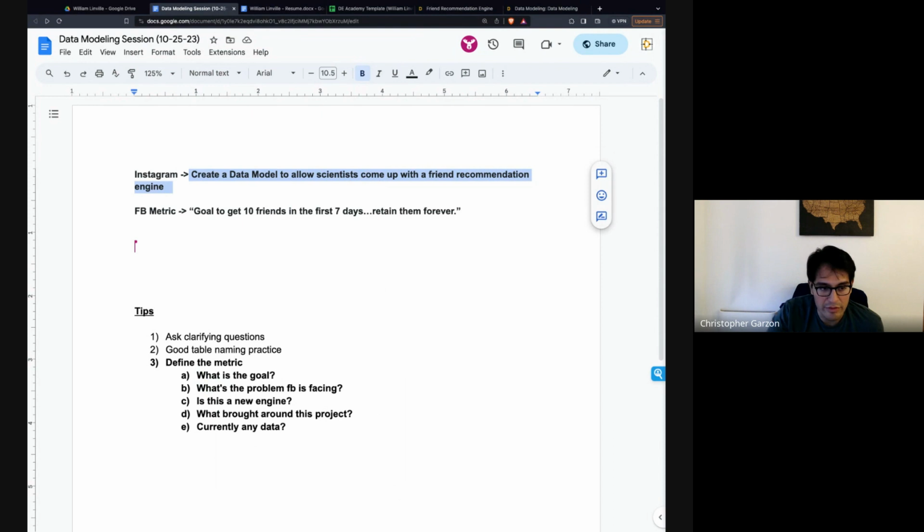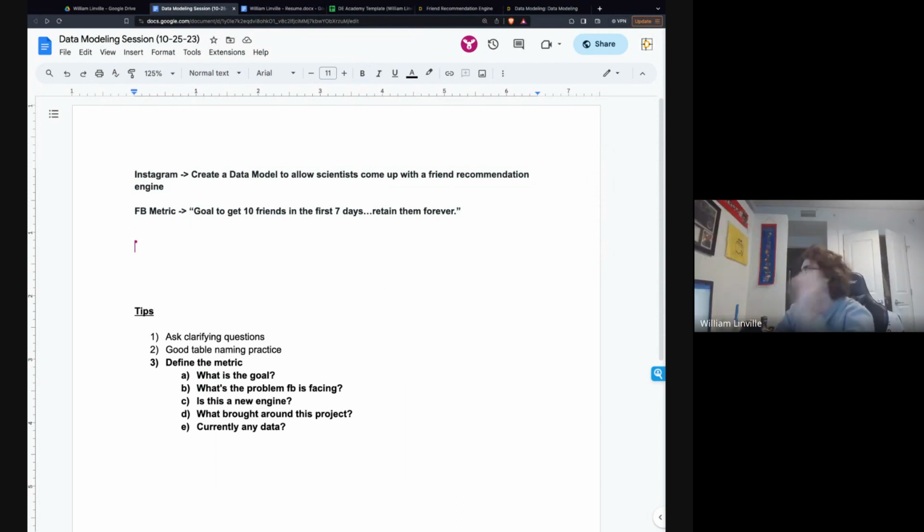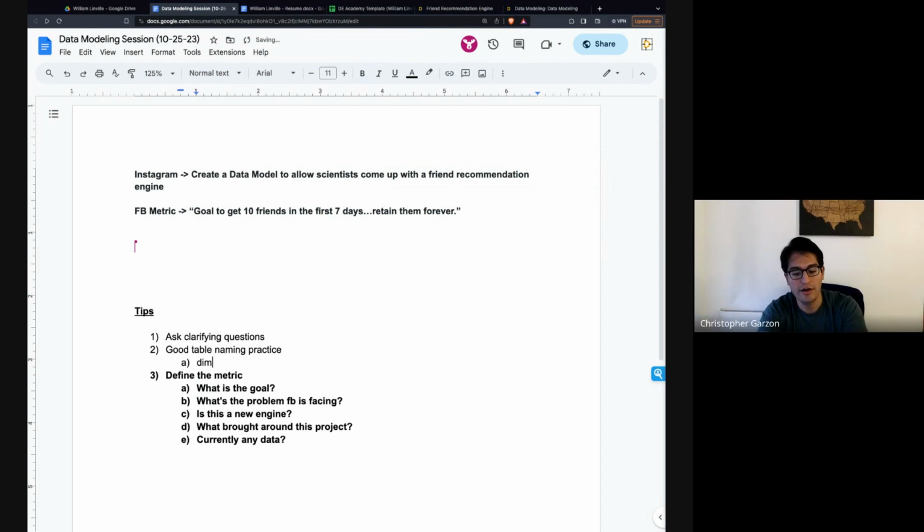Okay, fantastic. Well, now knowing that this is the goal, how would you go about building a few dim and fact tables? Okay, so now our goal is to get 10 friends in the first 7 days to retain someone. So I'd like to start with definitely a post table, or do you start with a dim or a fact table when you're doing these things first? Yeah, I'll add that here.